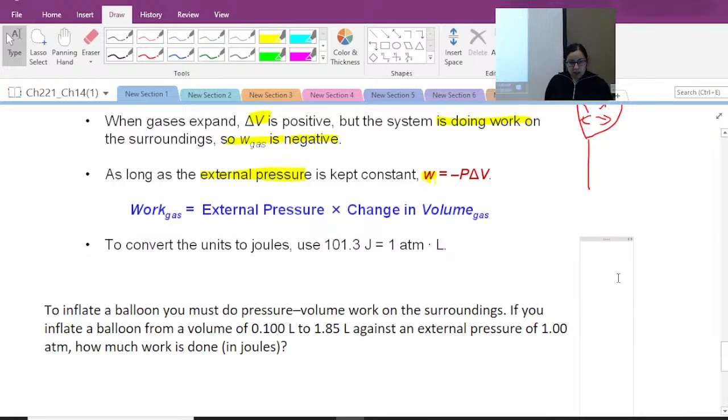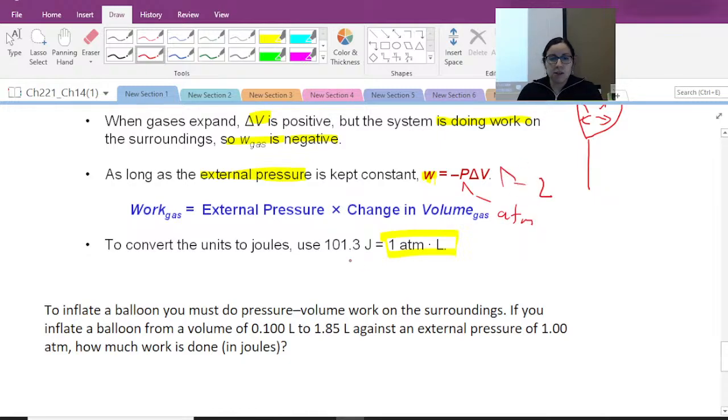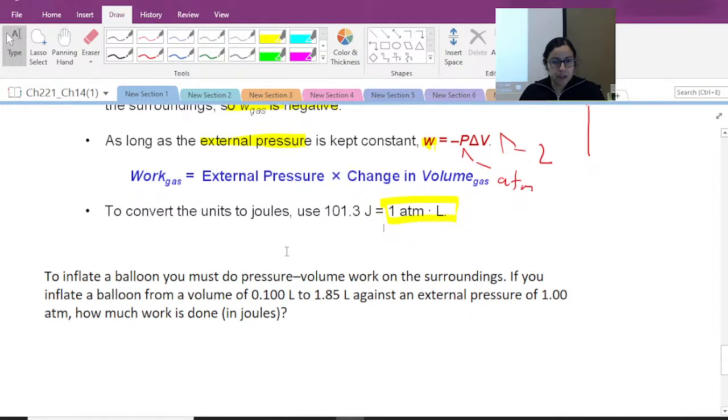And so we want to be in joules. We can use this conversion: 101.3 joules is equal to one unit of ATM liters. So watch that, right? That means we're going to be plugging in work first. Our pressure needs to be in ATM, and volume will be in liters for this formula. Then we'll just multiply by this number to get it back in joules. So let's try that.